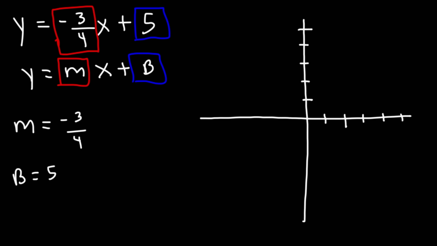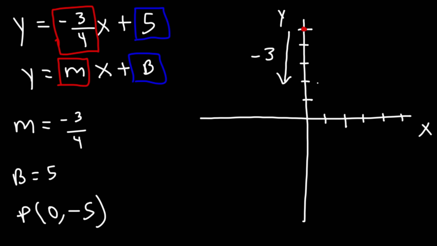First we're going to plot the y-intercept. The y-intercept has the point 0, 5. X is 0, y is 5. So it's on the y-axis. This is the x-axis, this is the y-axis. Now that we have the first point, the y-intercept, let's use the slope to get the next point. Starting from the y-intercept, we have a rise of -3 and a run of 4. So this is the rise, this is the run.